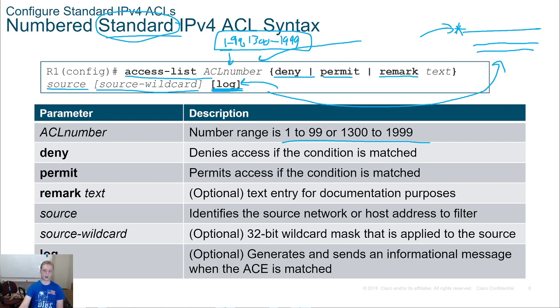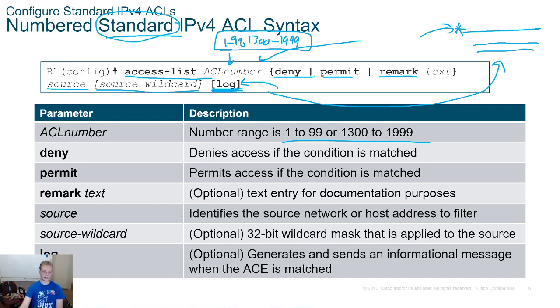Now, sometimes you're not going to want that because it's going to be very verbose. If you're allowing everything and it's not a big deal most of the time, just kind of whatever. But if there's something like SSH attempts to a switch, which is very, very important, from an unsecure network, that is something I would definitely log.